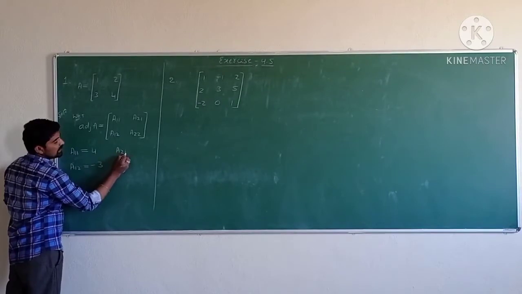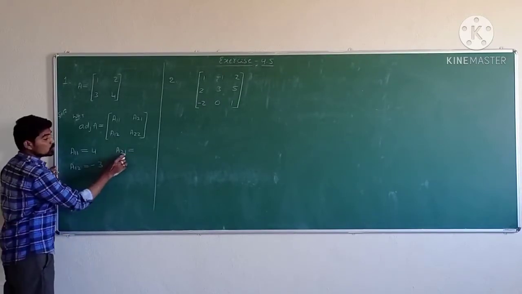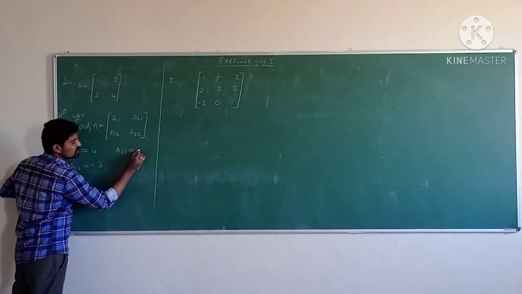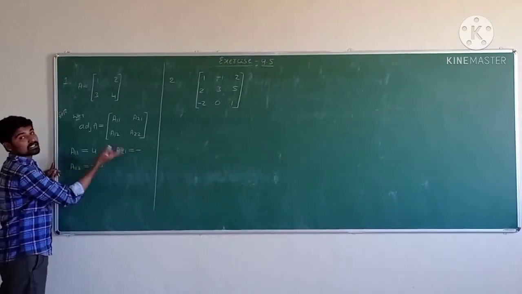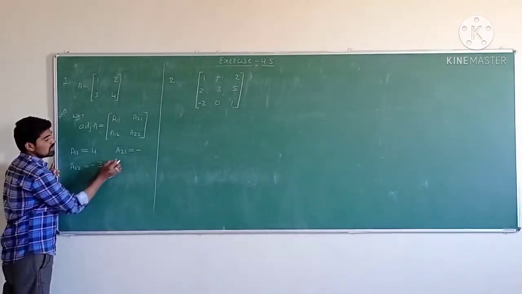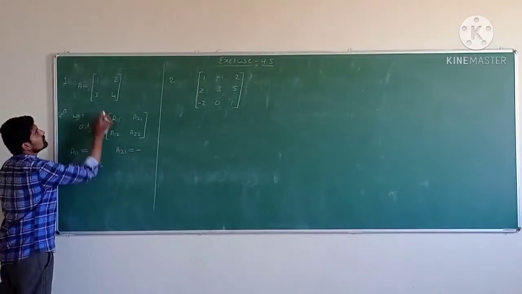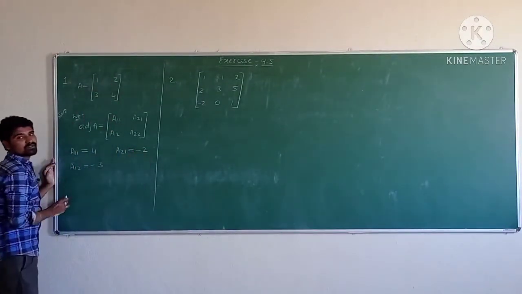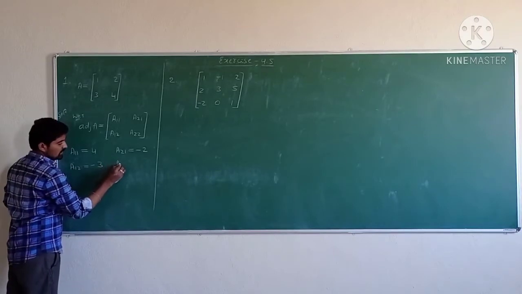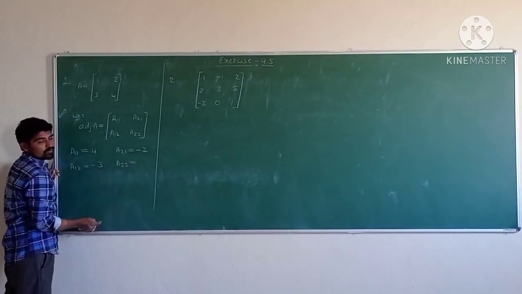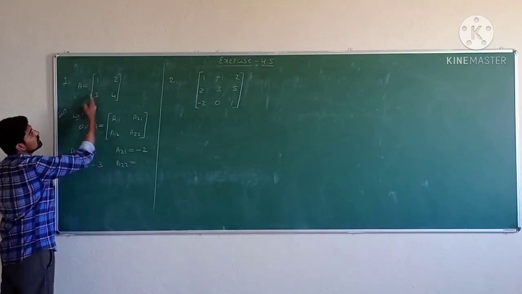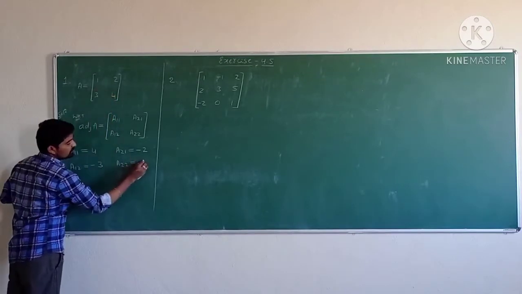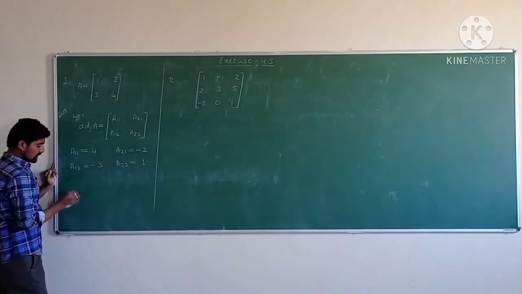And next A21, 2 plus 1 is an odd number. Therefore you must multiply by minus, as in the previous class. By deleting second row, first column, remaining element is 2. Therefore A21 is equal to minus 2. Next A22 is obtained by deleting second row, second column, remaining element is 1.